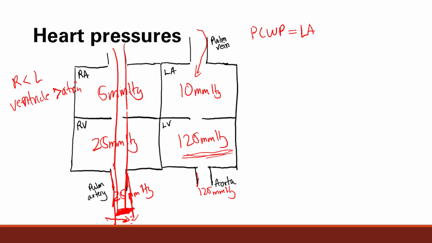Again, we occlude the pulmonary artery and we measure the pressure right distal to that occlusion. And because we have this occlusion, we can create a vacuum seal. So this pressure here will then be exactly equal to the chamber proximal to it, which will be the left atrium. So that's it for our heart pressures.